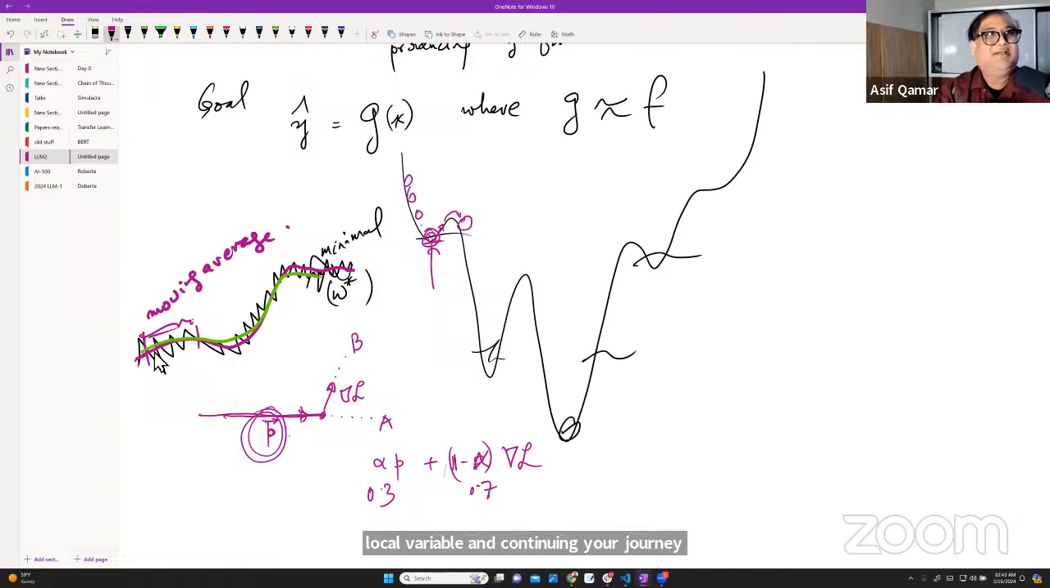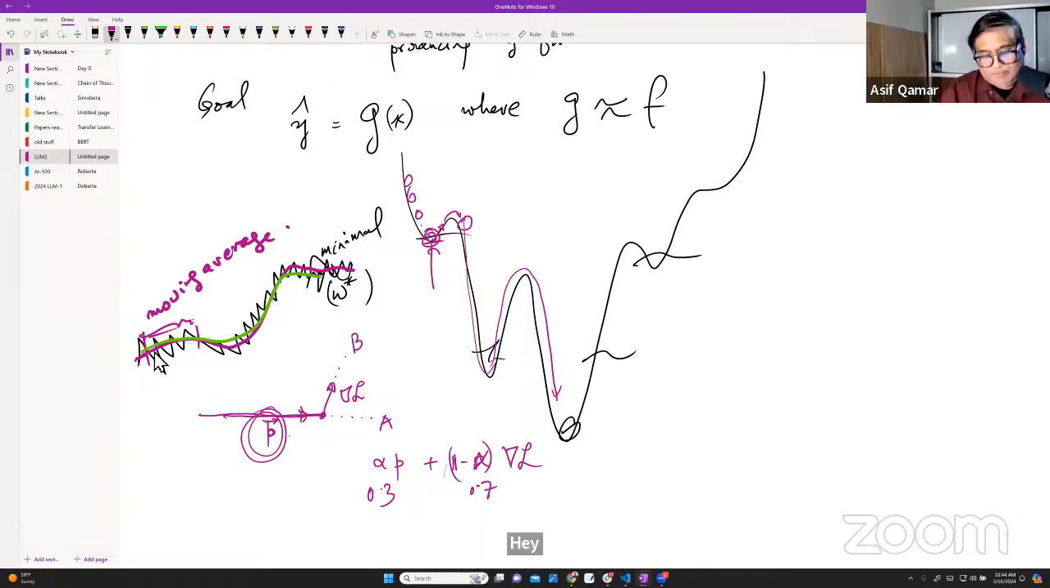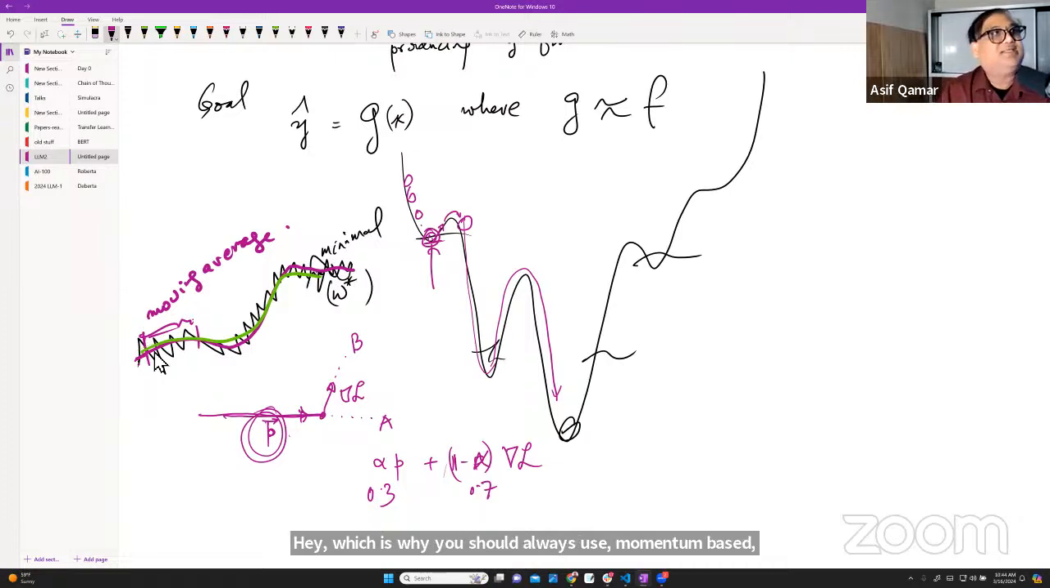You see that, right? You continue your journey, and then a similar thing hopefully happens here, and you continue your journey, right, towards your global minimum, which is why you should always use one of the momentum-based optimizers. Now, momentum-based optimizers, right?